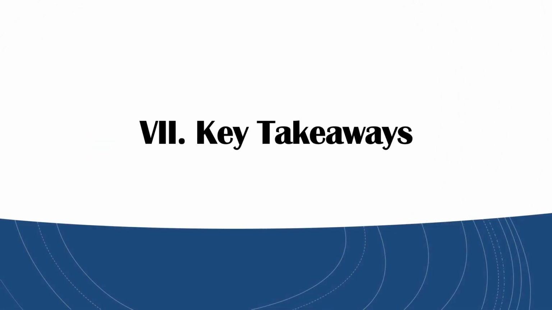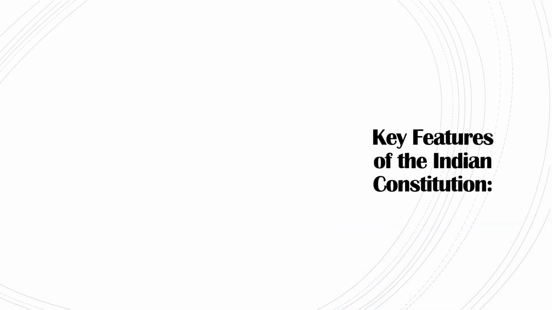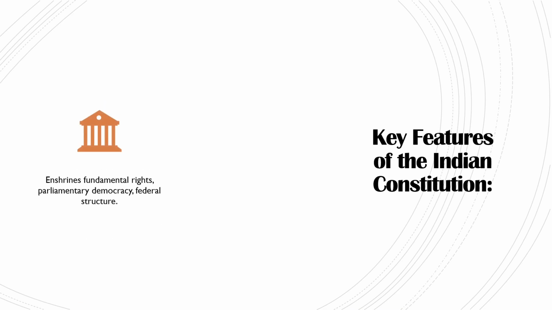To conclude, the Indian Constitution, a cornerstone of the nation's democratic fabric, embodies several key features that have shaped India's governance and society. It enshrines fundamental rights such as equality before the law, freedom of speech and expression, and the right to life and liberty, ensuring the protection of individual liberties against state encroachment. The Constitution also establishes a parliamentary democracy with a federal structure, where power is divided between the central and state governments, ensuring representation and governance at multiple levels.